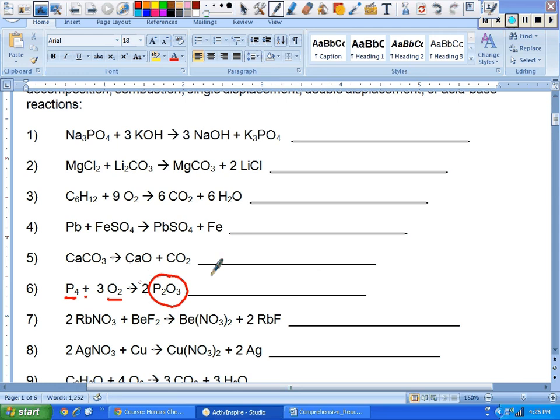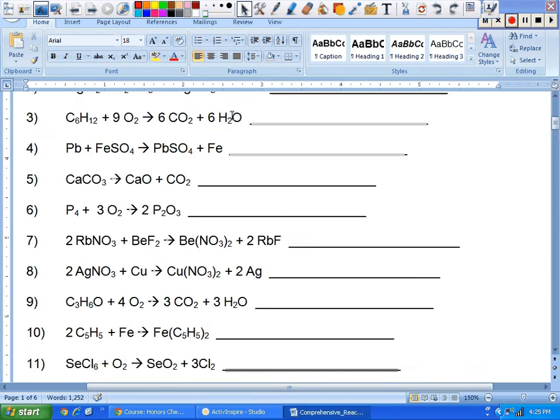Now, I know you're asking how in the world do you get P2O3? You will not be required to know how to do that. That goes into a lot much deeper thought than this class requires. So all I'm going to need you to do is recognize that this is a synthesis reaction. So for the rest of these, see if you can figure these out by yourself. And I'm moving on to the next section. Make sure you finish this, because when you turn it in, I am going to grade it for completion.